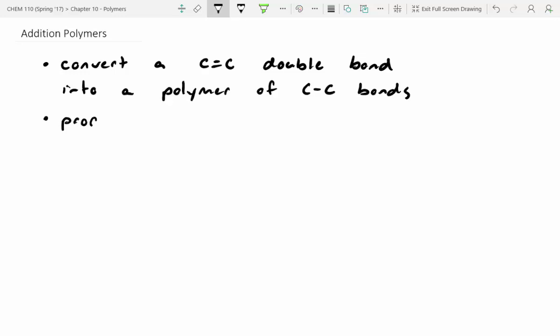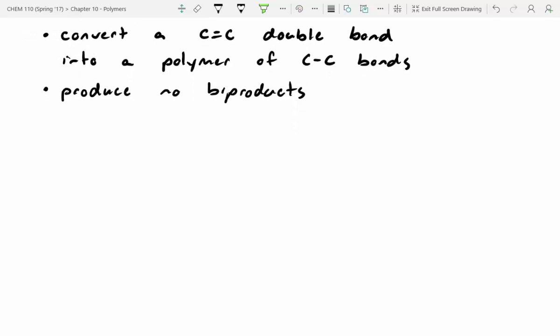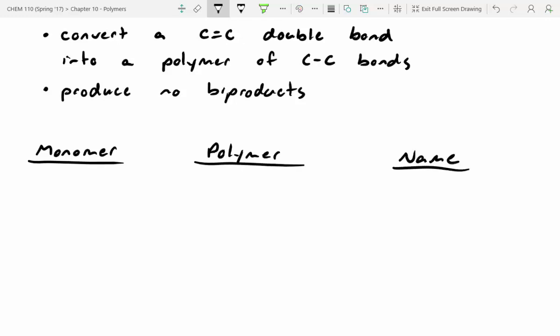They produce no byproducts. So they're really common for making plastics. They're thought of as a green reaction because you're not producing a lot of waste. So let's take a look at a monomer, and we'll look at the polymer, and then we'll do the name over here. But a lot of these you might recognize.